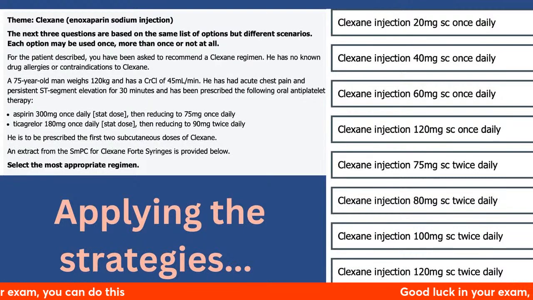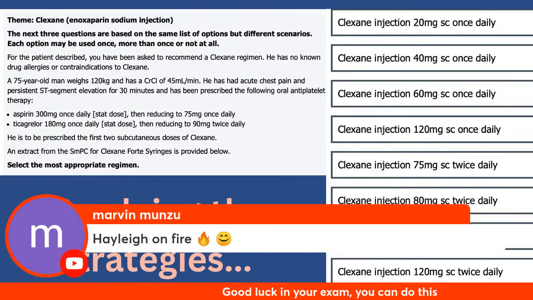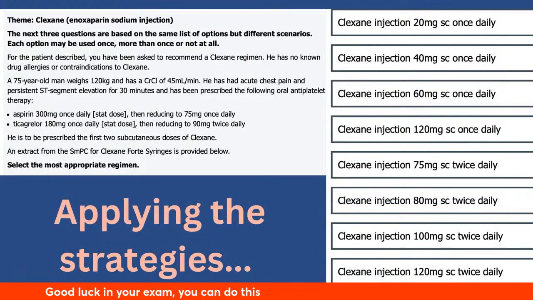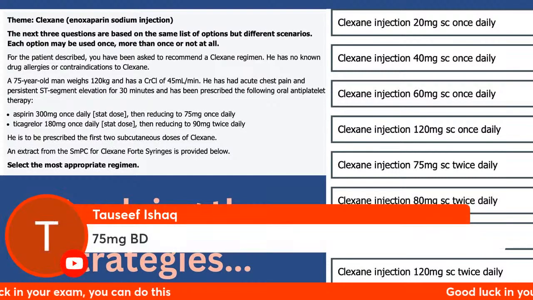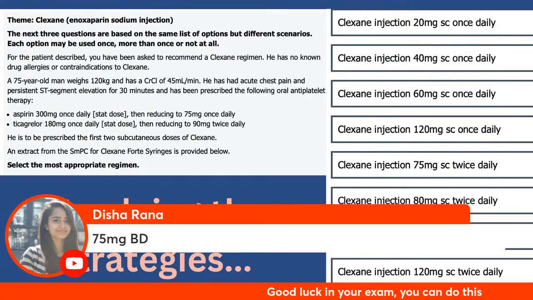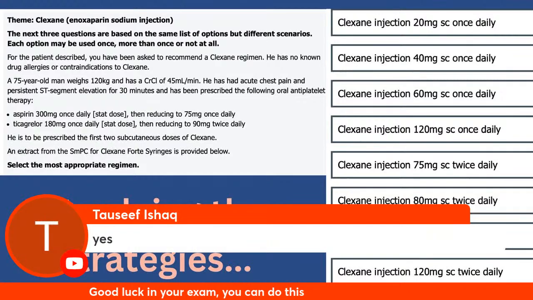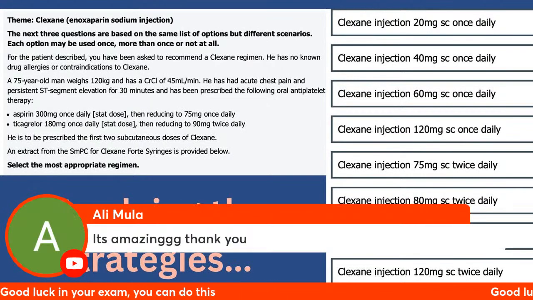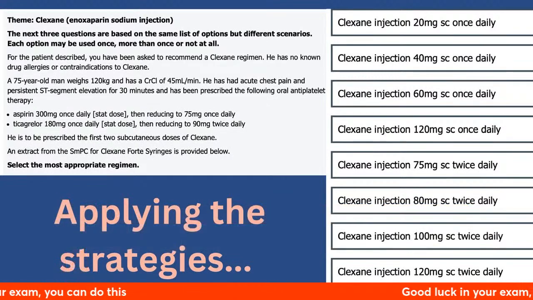Okay, fantastic. We've got 75 milligram BD. Haley is on fire. Yes, 75 milligram BD. Fantastic. Okay, the strategies are helping. It's amazing. Thank you. No problem, that's my job. I'm here to support you guys always.